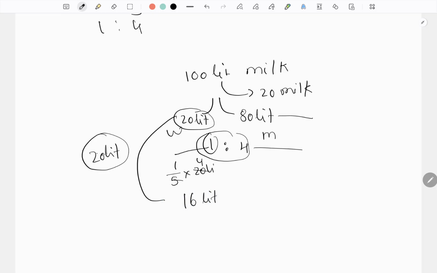So out of 20, if 4 liters is removed, then on the milk side we need to remove 16 liters. Or otherwise just go with 4 by total 5 into 80. That is 4 by 5 into 80, 4 sixteens, 64 liters will be left. Got it? If 16 liters is removed, 64 liters will be left. Now check the ratio.